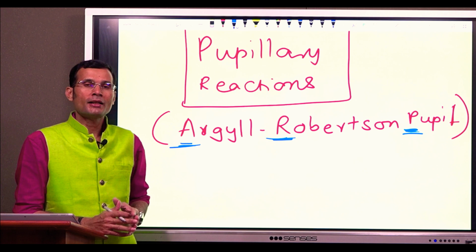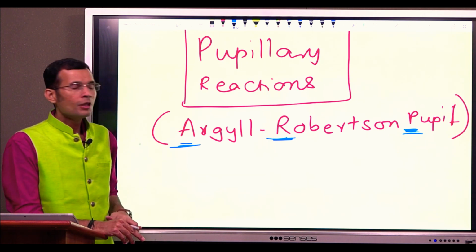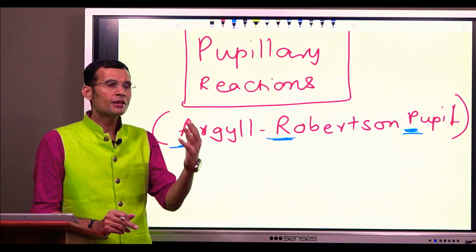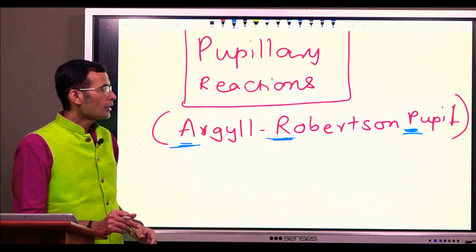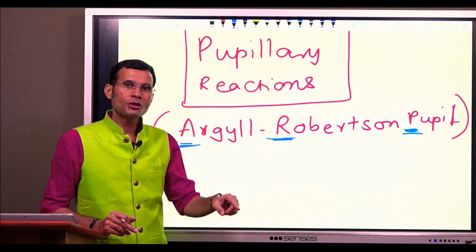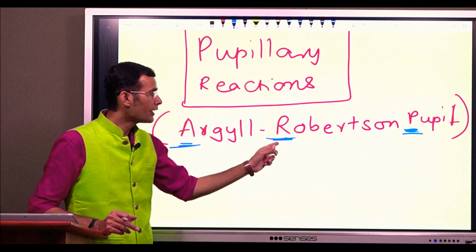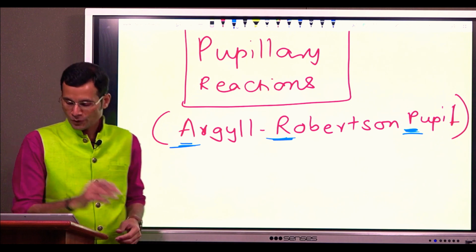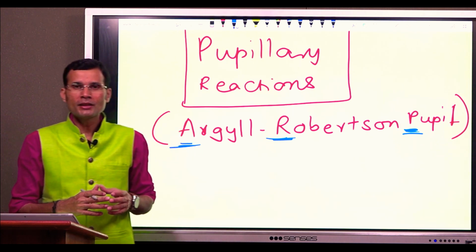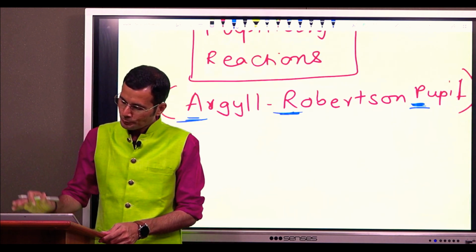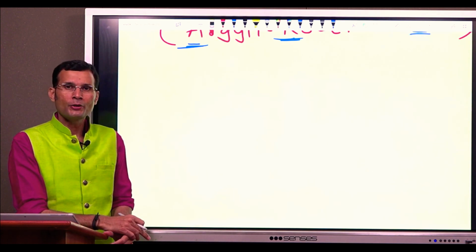What is the meaning of that? The meaning is the pupil constricts when there is accommodation to see the nearby objects, but when the torch light is thrown in the eye, the pupil does not constrict. Pupillary reflex absent. So what must be the reason? What's the disease in which this kind of pupil is seen? Let's try to understand that.